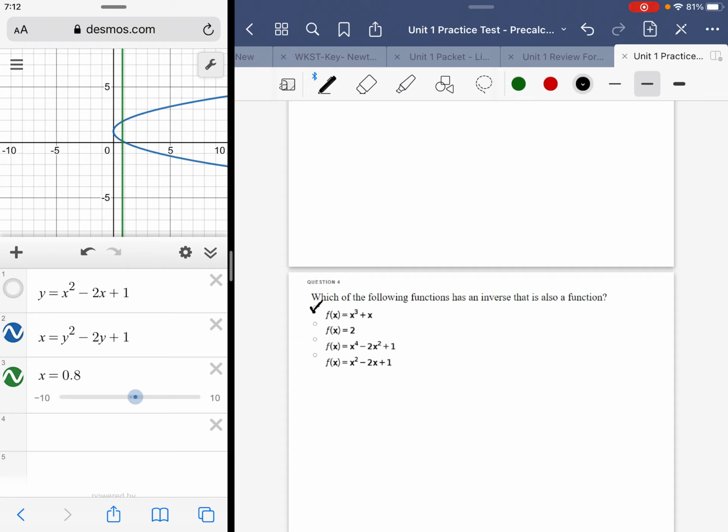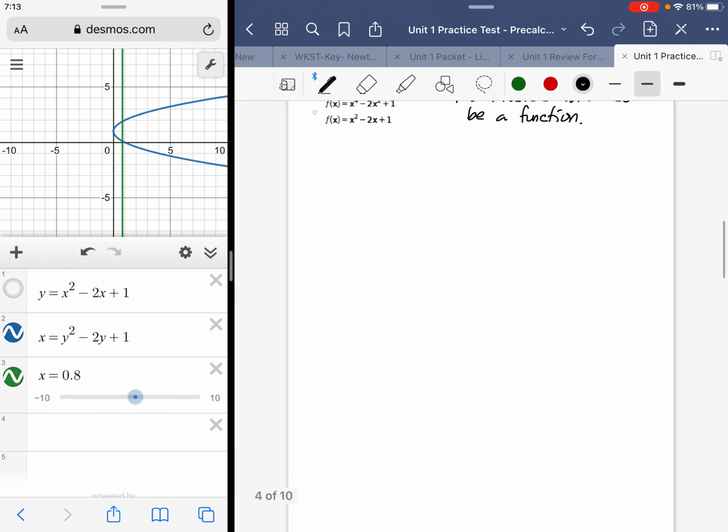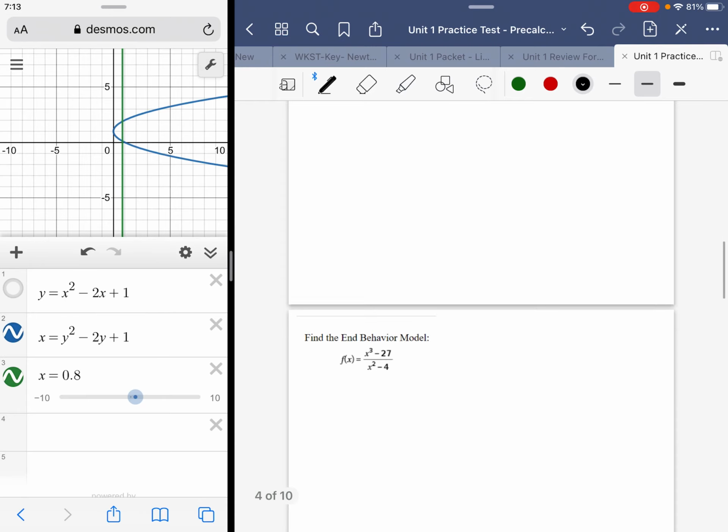But basically, if your function is an odd function, its inverse will also be a function. Alright, so that's a little tip.